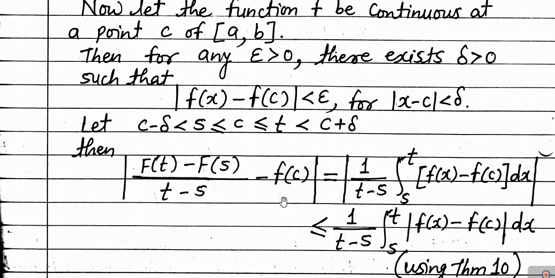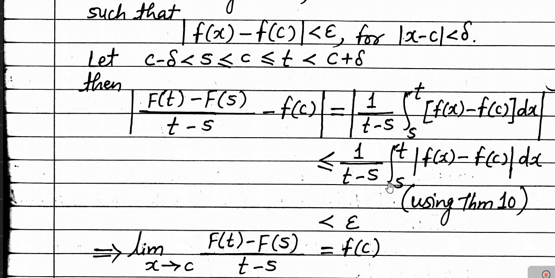Then we have modulus of capital F(T) minus capital F(S) divided by T minus S, minus small f(c). This will be equal to the modulus of 1 upon T minus S, integration from S to T of small f(x) minus small f(c) dx. Again, this modulus is less than or equal to 1 upon T minus S into integration from S to T of modulus of f(x) minus f(c) dx, and this is by using theorem number 10.